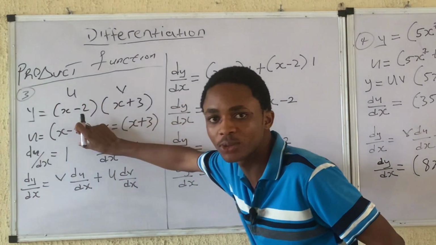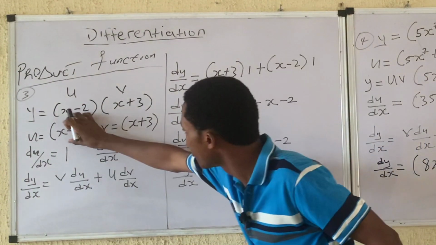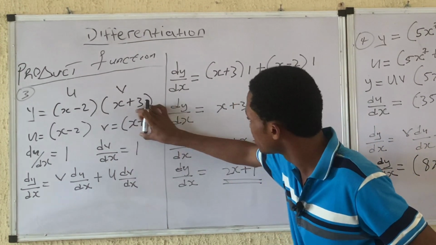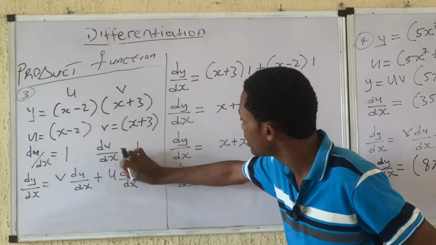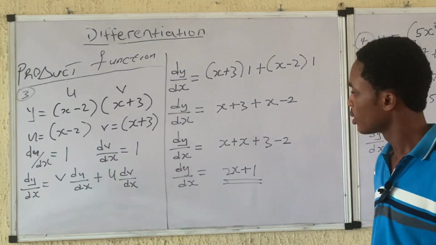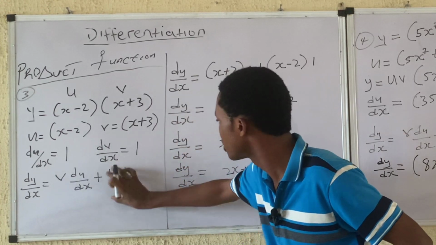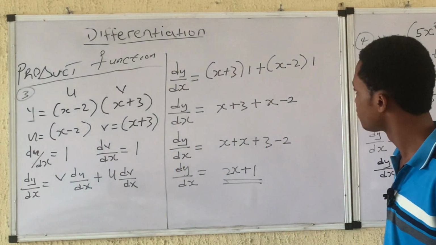Remember that your constant, which is 2, differentiates to 0. Differentiating the x will give you 1. Now differentiating v with respect to x, dv/dx equals 1 as well. Using the general formula, dy/dx equals v du/dx plus u dv/dx.